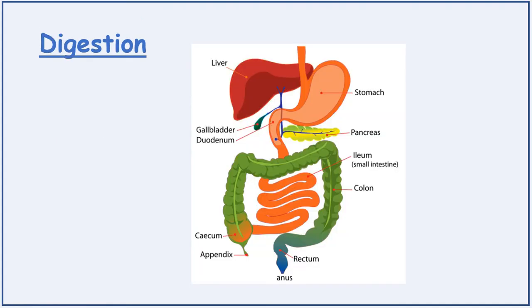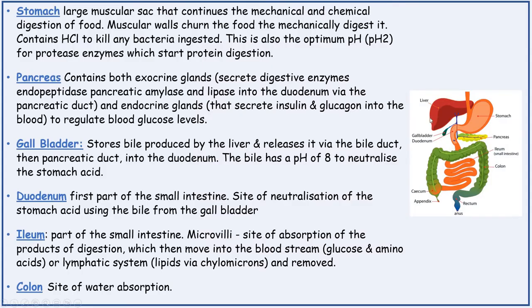Digestion. So here's a picture of the digestive system. We've got the esophagus, the tube that goes from the mouth to the stomach. Here we've got the stomach, the liver, you've got the gallbladder, the top part of the small intestine or ileum is called the duodenum. Got the pancreas, small intestine or ileum, large intestine or colon. Here is the appendix, you've got the rectum and the anus.